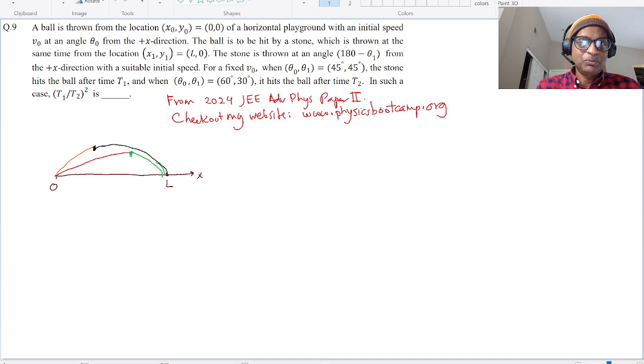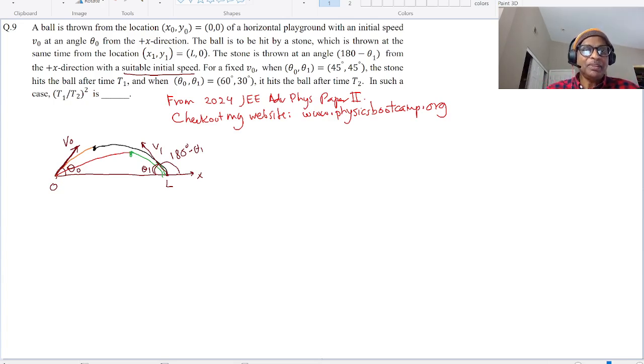All right. So let's look at one scenario, like over here, this one. It's thrown at V0, and this is theta 0, and this one is thrown at, they give the angle 180 degrees minus theta 1. So this angle is theta 1, and this is thrown at some suitable initial speed. They're not necessarily the same speed, okay?